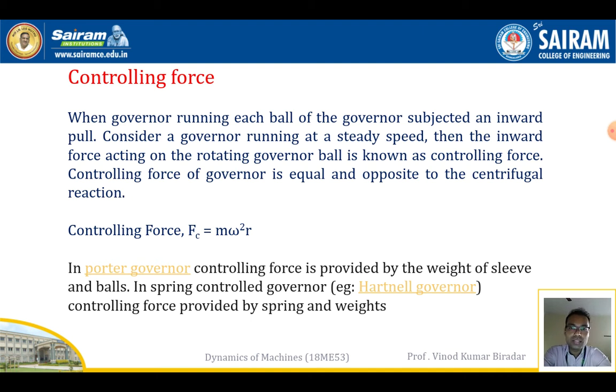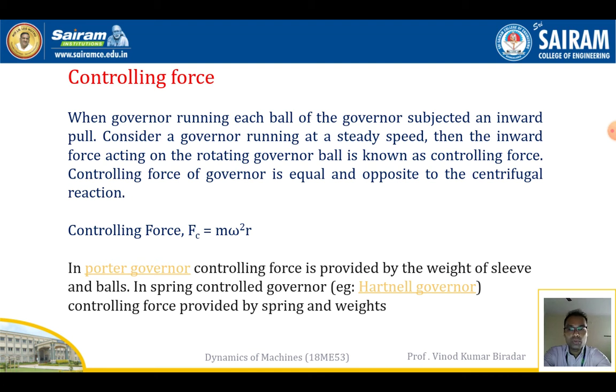At the same time there would be chances of producing a centrifugal force. The controlling force of a governor is equal and opposite to the centrifugal reaction. How much controlling force will be generated, that much centrifugal force will be automatically generated, equal and opposite. The formula we use in solving problems is controlling force Fc equals m omega square r, where m is the mass of the ball, omega is the angular speed, and r is the radius of rotation of the ball.